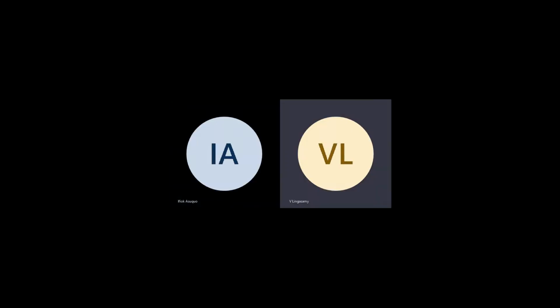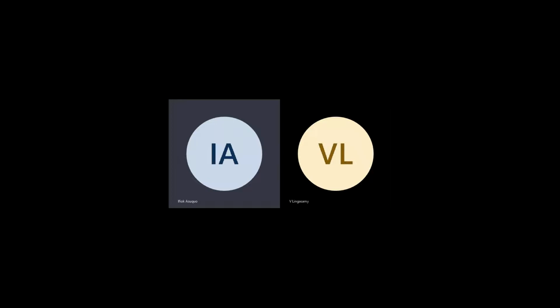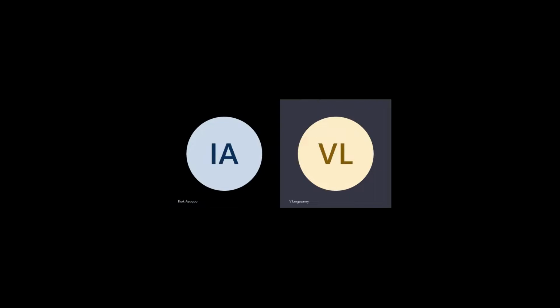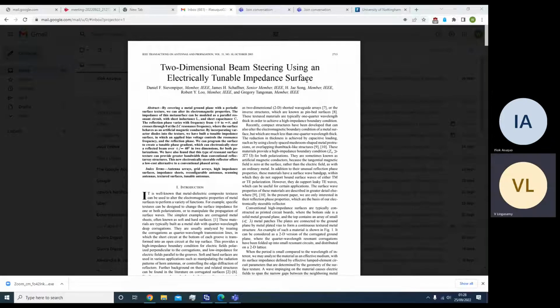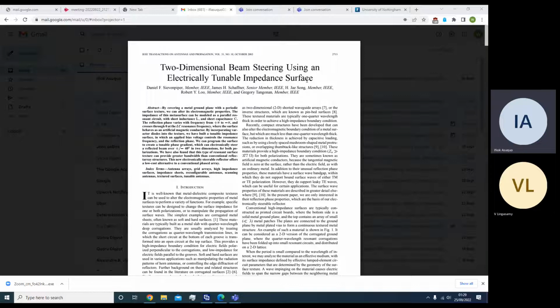Can you see my screen? No, I cannot. Okay, now I can see it. So he modeled the impedance surface, basically, with omega squared LC. There are fundamental equations with omega naught as the angular frequency. Then he derived the reflection phase of the surface for the incident wave, with respect to impedance and efficiency. He also derived the incident beam angle and the gradient.